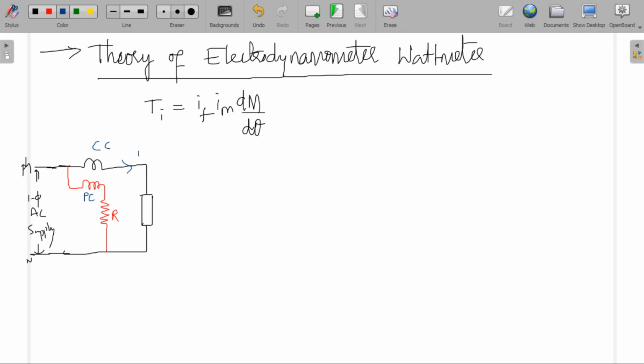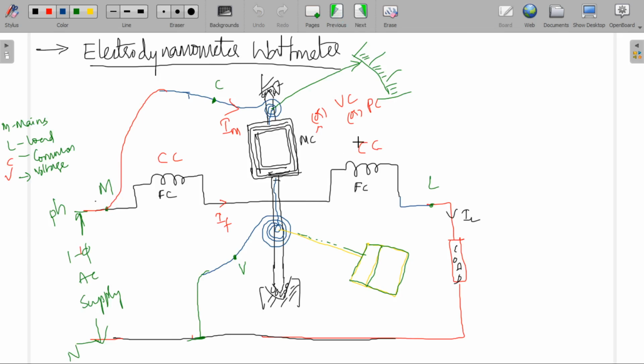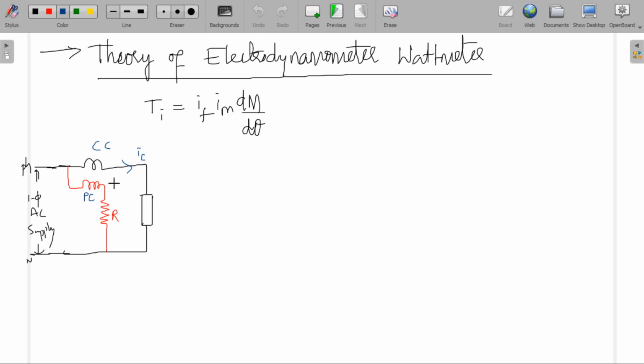The current which is flowing through the current coil is Ic. Here, Im is nothing but Ip, and If is nothing but Ic. The current flowing through the pressure coil is Ip. So simply you can write Ic Ip dM by d theta.